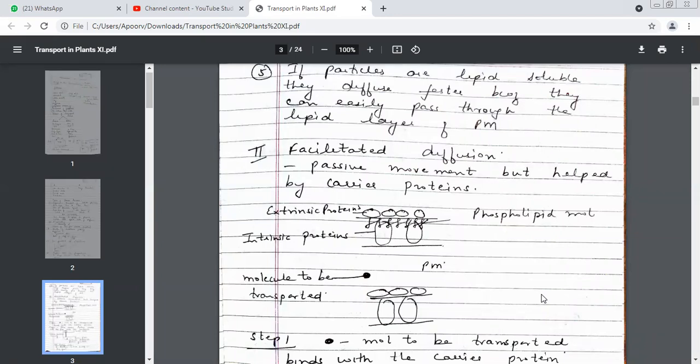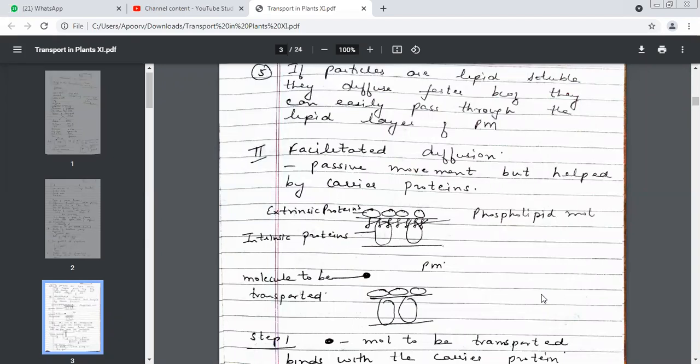Now we have two kinds of proteins. Structurally, location-wise, those proteins which are located on the outer surface of the plasma membrane, what are they called? Extrinsic proteins. Very good. And the ones which are inside, what are they known as? Intrinsic proteins.